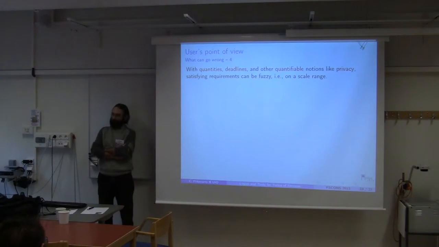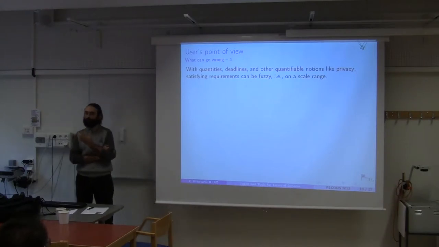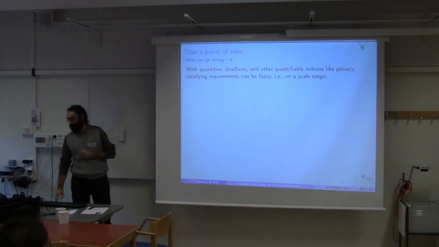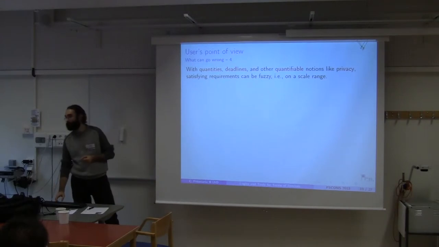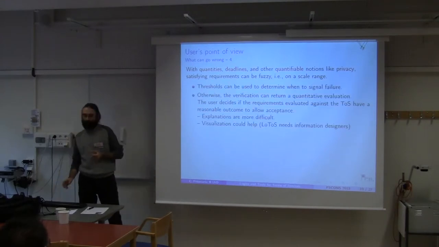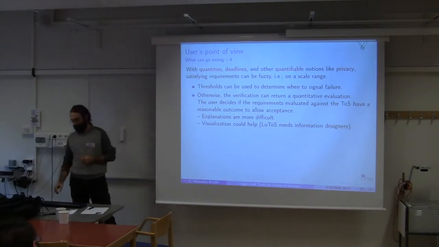So there may be notions involving quantities or involving deadlines in these terms of services, all sorts of quantifiable notions, like privacy also. So you would like to have a quantifiable notion of privacy. So checking requirements will give you an answer on a scale, so to say. It's not a yes or no answer, but a fuzzy answer on a scale, on a range. So here the user can have thresholds accepting privacy on some level or on a different level, depending on your expectation, how much privacy you are allowed to give away for new terms of services.